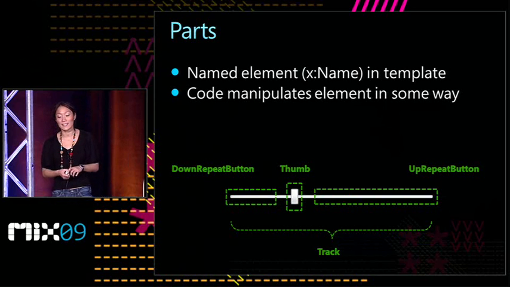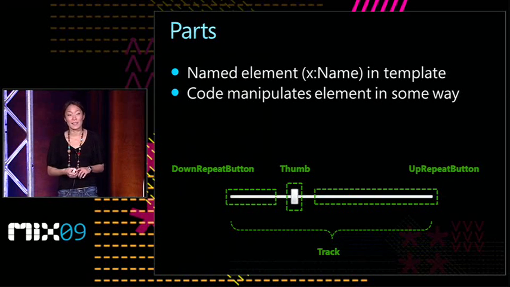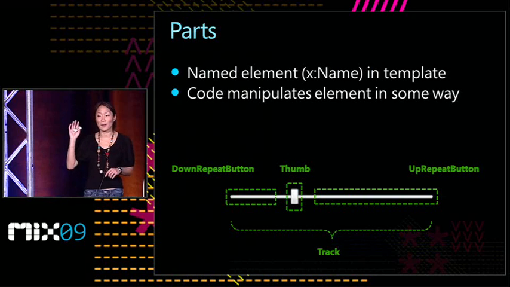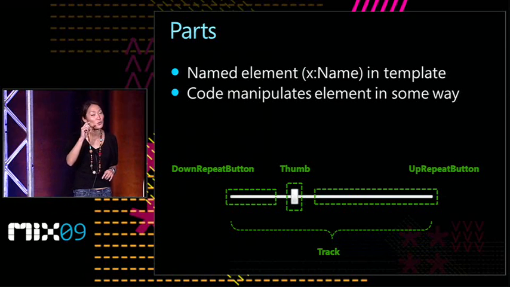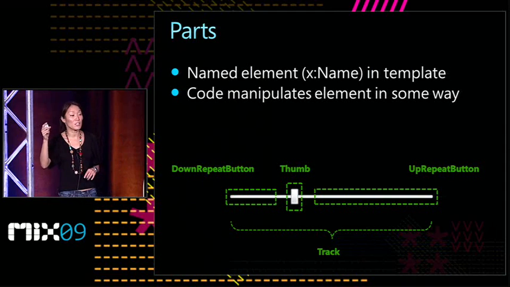So take a look at this slider. It's actually important that the control code knows about 4 different parts, because if the user clicks on the thumb and attempts to drag it, the code needs to programmatically move the thumb along that track. And similarly, if the user clicks on the up repeat button or the down repeat button, it needs to move that slider along the track. And so that's why we have parts.